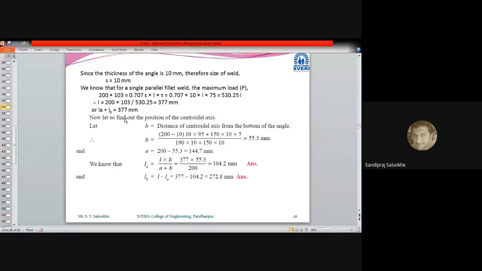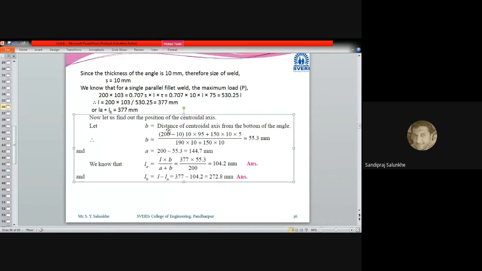When we calculate the shear stress of that weld, we first calculate the total length L of the weld, which comes to 377 millimeter, so LA plus LB is 377 millimeter. Now we have to find LA and LB. For that, we find the position of the centroid of the angle axis, then take moments about that centroid, and later calculate LA and LB.